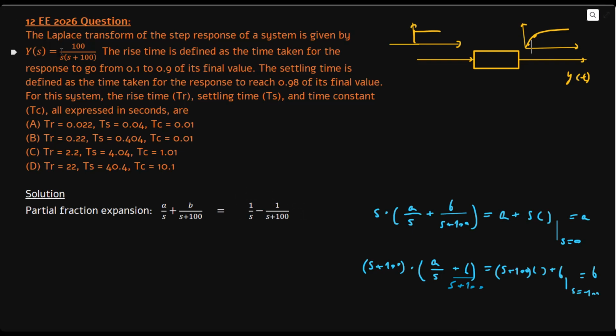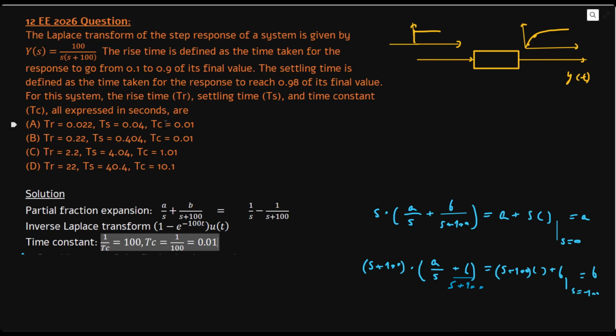of Y. The inverse of 1 over s is simply the step function, and this is a decaying exponential. So this would be the inverse Laplace transform. The time constant is simply 1 over this value. It is 1 over 100. It is 0.01. We can immediately rule out these two answers, C and D. We're left with either A or B.